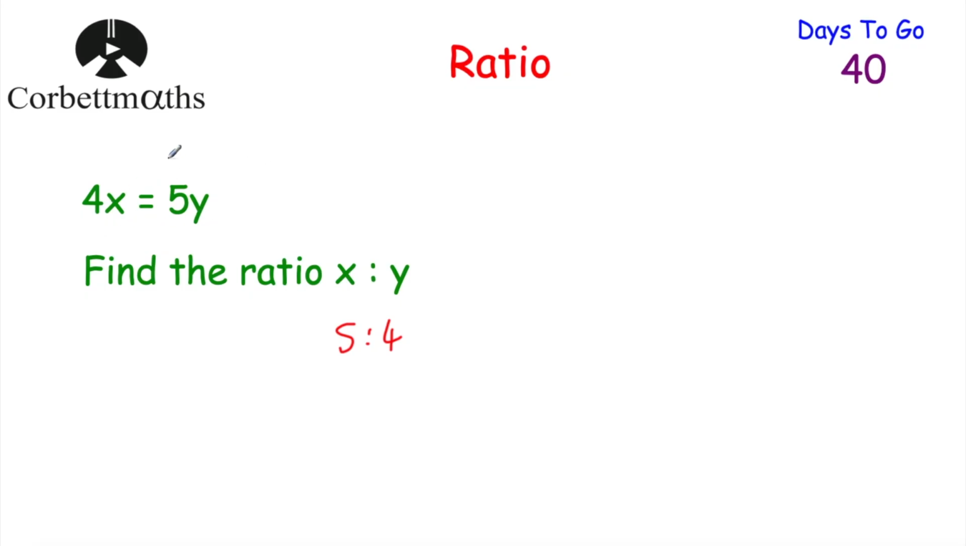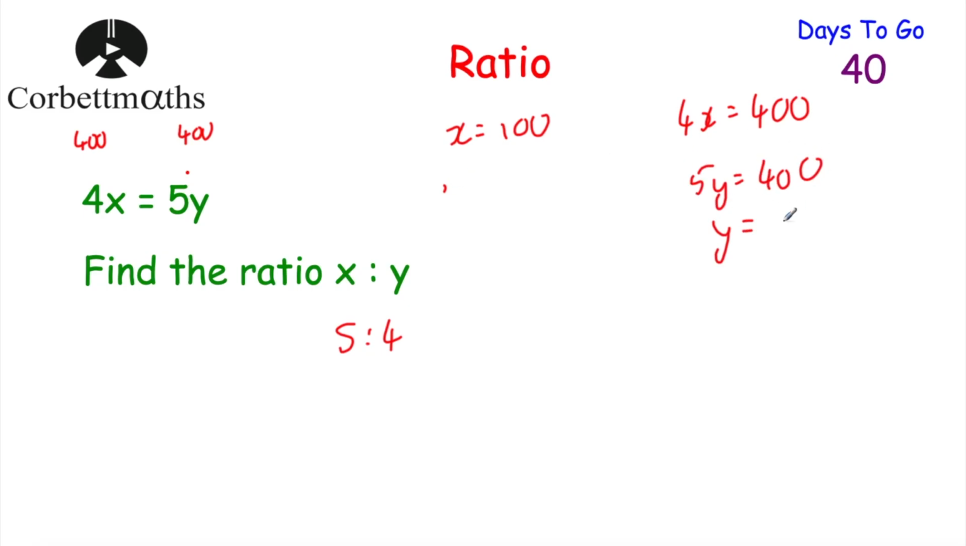So what we could do instead is consider a value for x and y which would make this equation work. So let's let x equal 100 to begin with, okay? So if x is equal to 100, 4 times 100, 4x would be equal to 400. So 4x is equal to 400. Because obviously 400 equals 400, that means that 5y would also equal 400. So that means that y would have to be, if I divide it by 5, y would be 80.